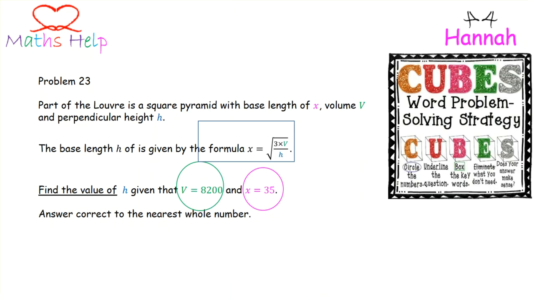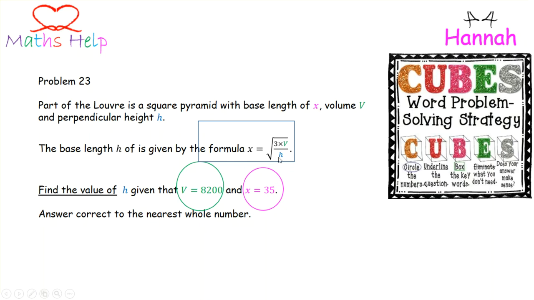So I like to use the CUBES word problem solving strategy. The C stands for circle the numbers. So v equals 8,200 and x equals 35. You'll notice that I'm using colors here as well. So x is in pink, v is in green, and h is in blue. So we could put this one as pink as well. Find the value is the underline part.